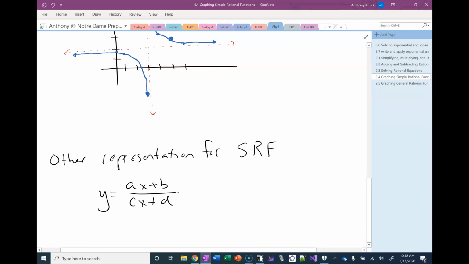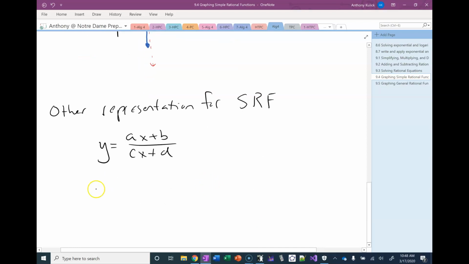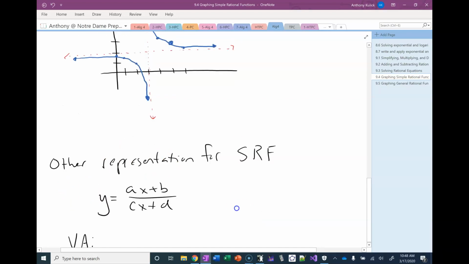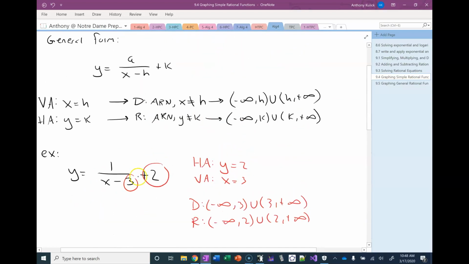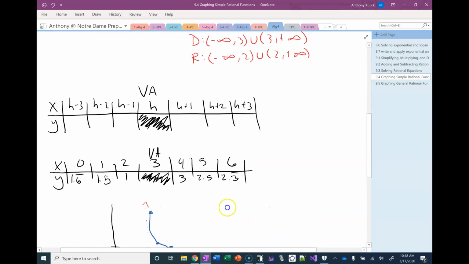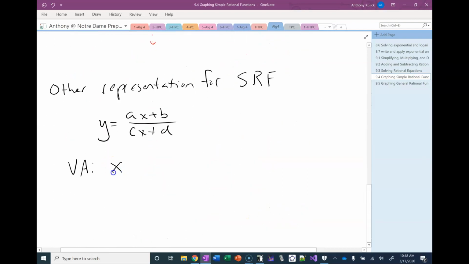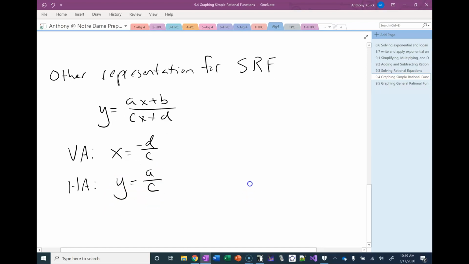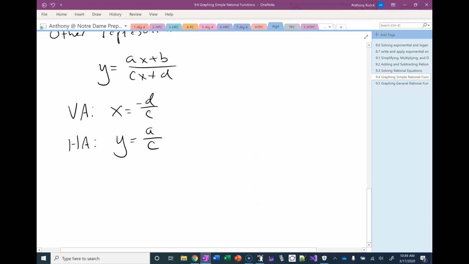So in this case, the vertical asymptote is going to happen when the denominator is equal to 0, just like it did for the simple rational function up here. So the denominator is going to be equal to 0 at negative d over c. And the horizontal asymptote is going to be the leading coefficient over the leading coefficient. So let's look at an example then.